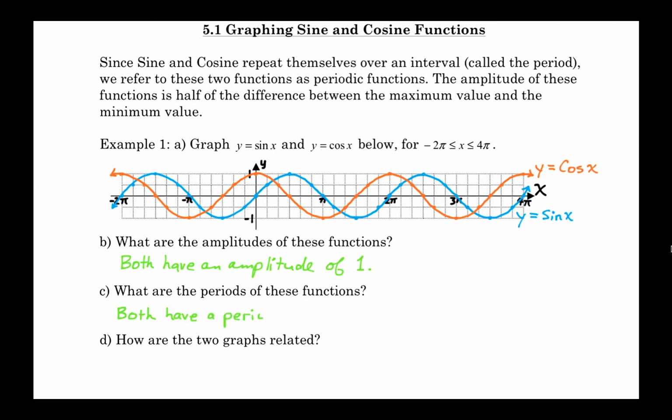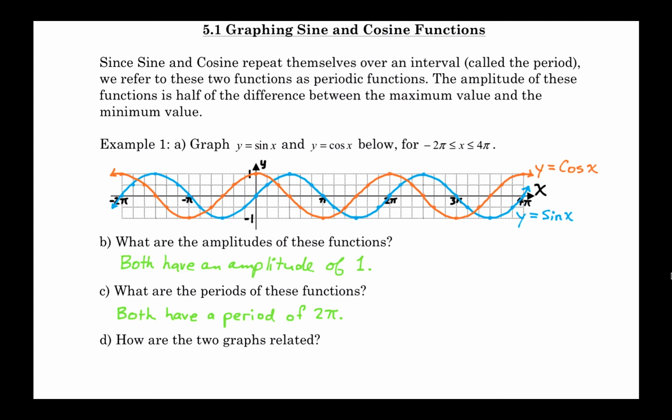Now, both of these functions have the same period, which is 2 pi. And that is the interval that it takes to complete one cycle. So you'll notice that sine going from 0 to 2 pi, that completed one cycle, and then it just repeated itself. Cosine likewise from 0 to 2 pi, that completed one cycle. So there you go. Now, how are the two graphs related?